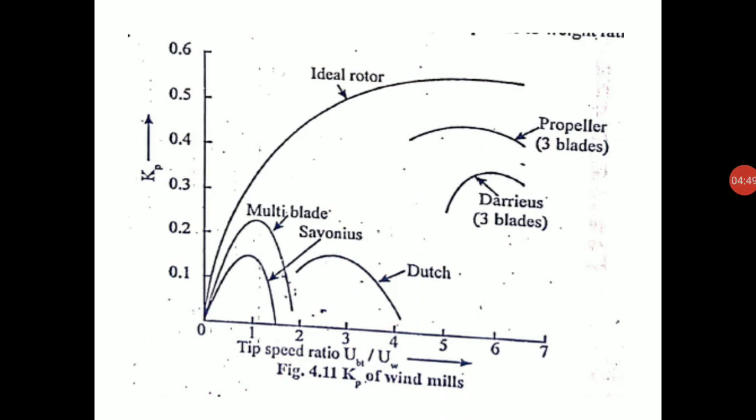So please remember this graph which speaks of the various types of turbines. The ideal rotor should be almost 50-55% efficient, but that is not the case. The actual efficiency we get is almost 40 to 45% in propeller turbines, and less than 20% for Dutch and Savonius turbines, and for multi-blade it is almost 22 to 25% efficiency. So this is the coefficient of performance plotted against the tip speed ratio. Thank you.